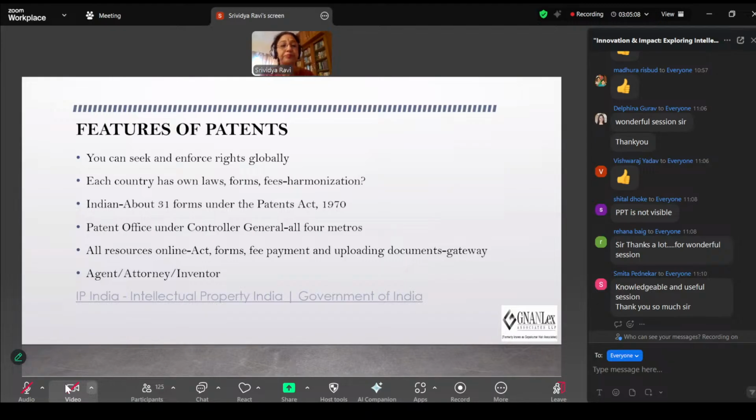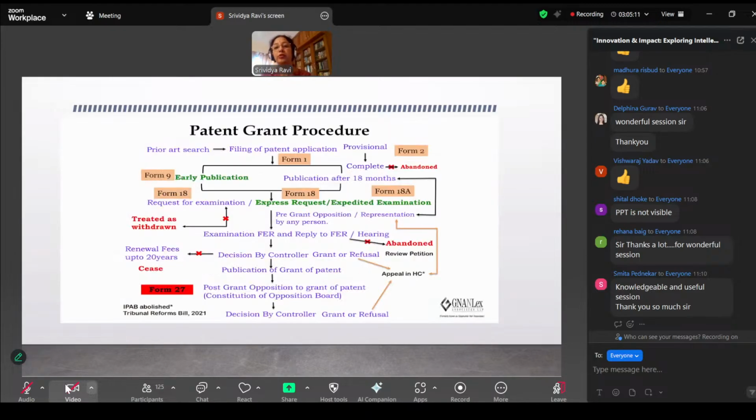So moving on further, I'm going to give you a little elaborate description of the patent grant procedure in India, after which we'll go into the specific forms and fees. So starting off at the top left of the screen, what I put down here is what is called a prior art search. Now what is prior art? A prior art is any document or any text material that is available in the public domain before the date of your patent application.